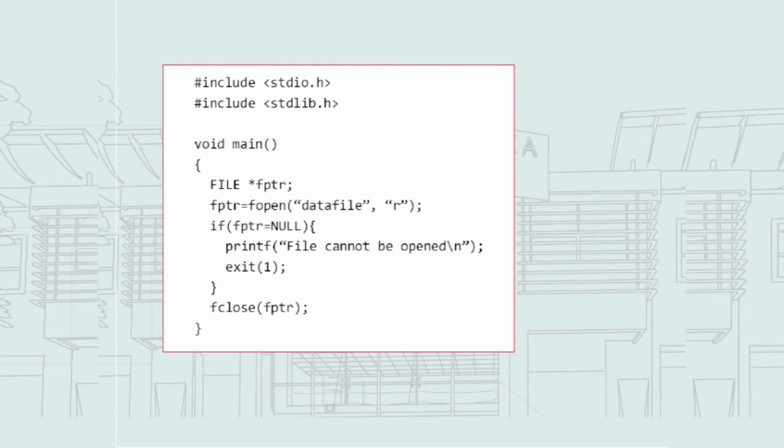After a file is manipulated, you need to close it using the fclose function. Take a look at this program and notice the code for fclose at the end of the program. You just make sure to write the correct file pointer for the file.